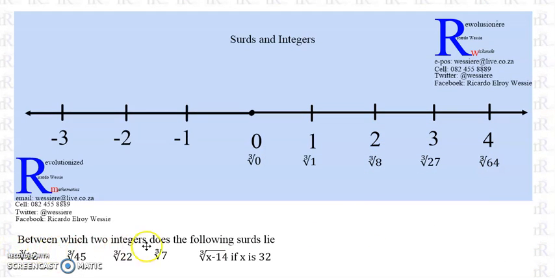Now they ask, between which two integers do the following surds lie? And you can place them on the number line. Practice, press pause, and try to do it on your own. I want to focus on this one specifically. It says the cube root of x minus 14 if x is 32. So if I substitute 32 in the place of x, 32 minus 14 is 18. And the cube root of 18 would be between 8 and 27, so that would be between 2 and 3. So this one lies between 2 and 3. I hope you understand that one.